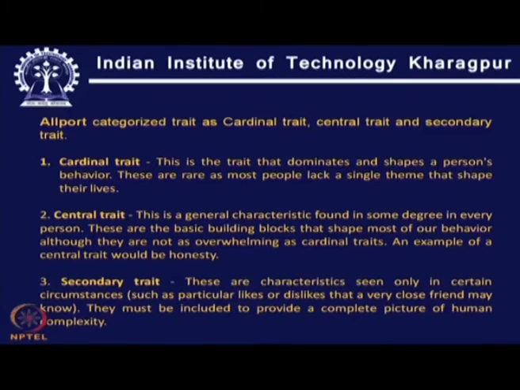Like, a secondary trait is again a characteristic seen only in a very close group sort of situation. These are exposed only in certain circumstances, while not exposed in certain other circumstances, but these need to be included to know the total human nature in complexity.